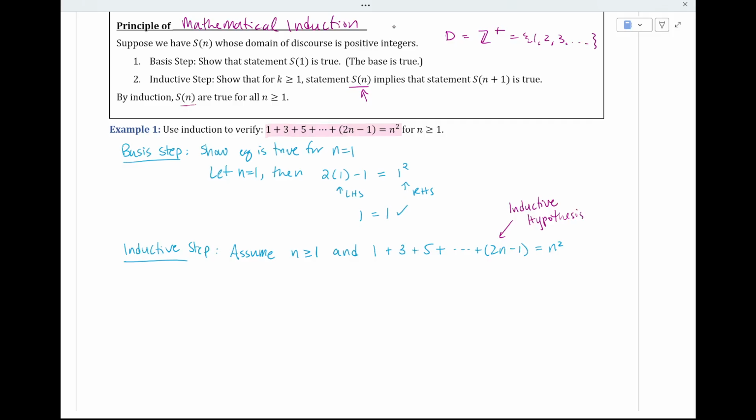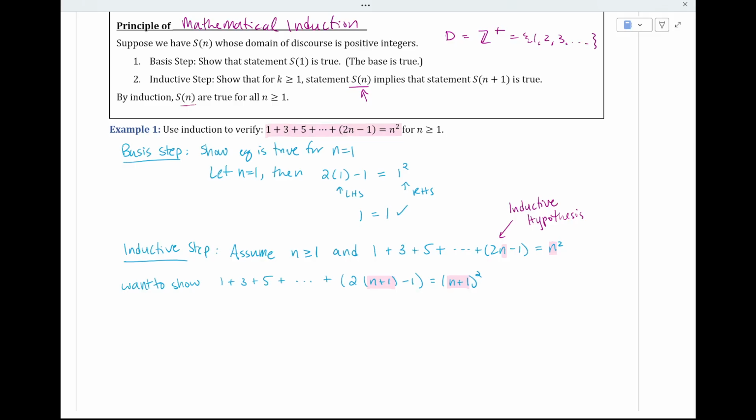Inductive hypothesis. What I'm trying to do is show that 1 plus 3 plus 5 plus dot dot dot plus 2 times n plus 1 minus 1 is equal to n plus 1 squared. So I replaced both of these n's, there's only 2 of them, with n plus 1. So I want to show that this is true.